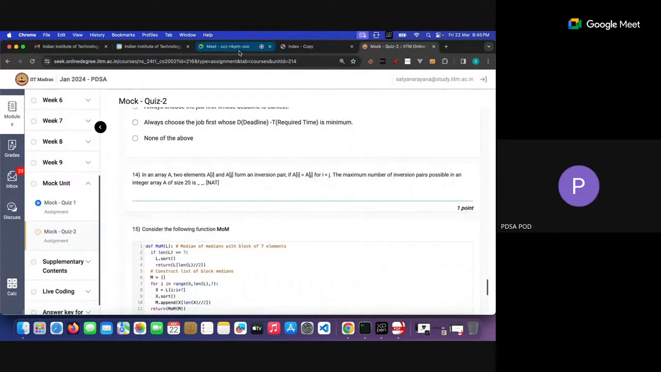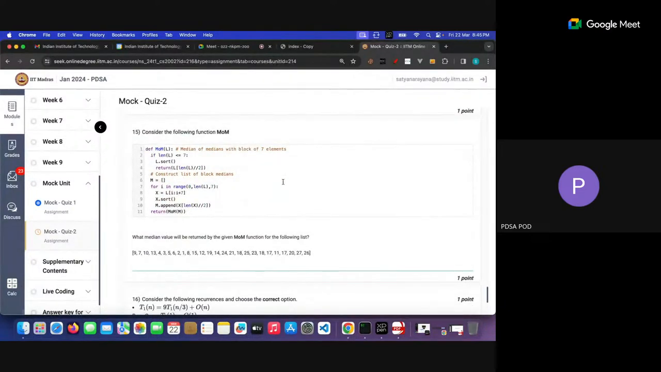So this is median of medians. Quick select has the worst case of selecting a bad pivot element. To avoid it, we always go for a random pivot. But a random pivot also sometimes fails. To avoid it, we go for MOM.